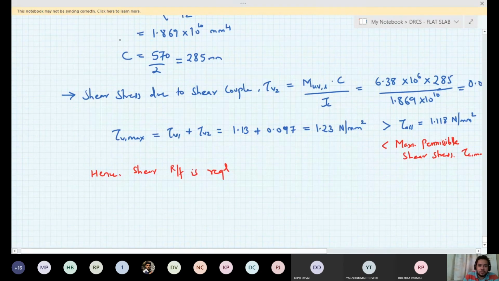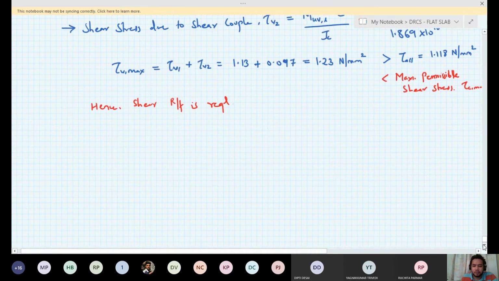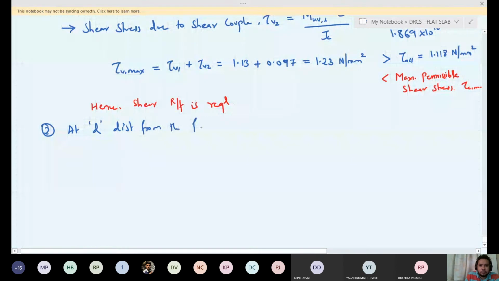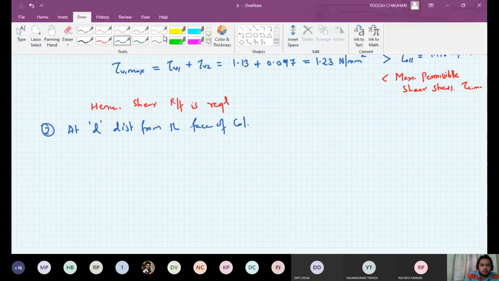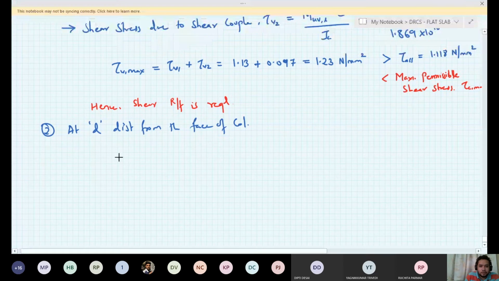So let us take another section now. Let us say at d distance from the face of the column. Earlier it was d by 2 distance. So d distance from the face of column. So again we have to draw the critical section.